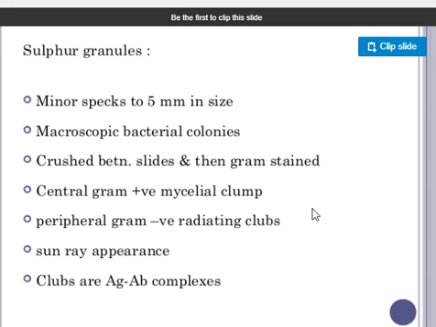When we discuss the general characterization of these actinomycetes, they produce a minor streak that is 5 mm in size. Macroscopic bacteria produce colonies. When we do the Gram staining, it gives a Gram-positive nature, with a mycelium clump formed in it, and the colony characterization shows a sun ray appearance.